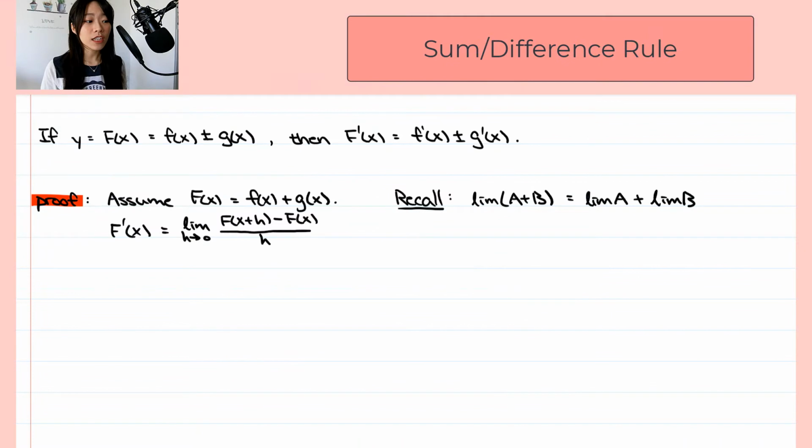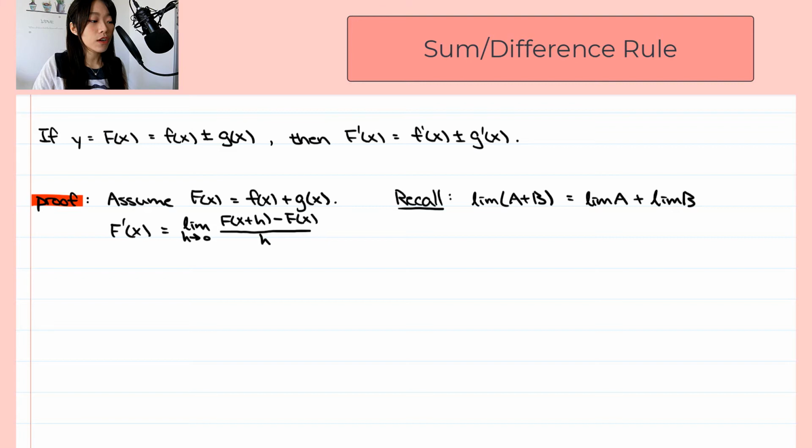My name is Gina. In this video, we're going to prove the sum and difference rules in calculus. So the sum and difference rules states that if a function equals f of x plus or minus g of x, then its derivative equals the derivative of f of x plus or minus the derivative of g of x. So to prove this, we'll start with the definition of derivative function.